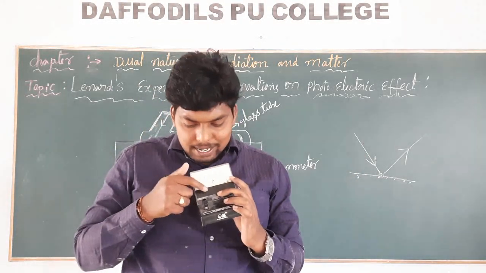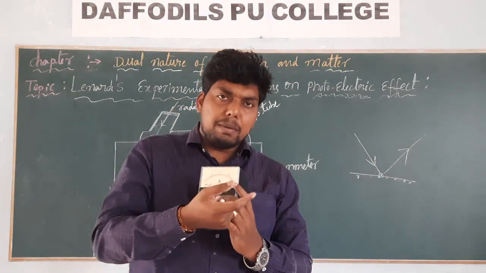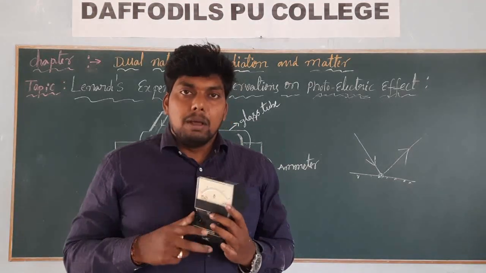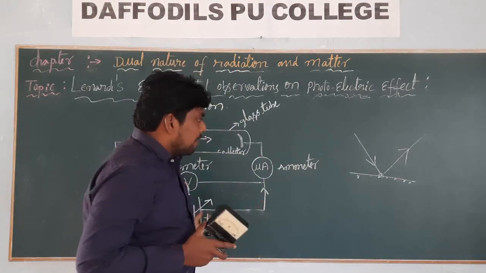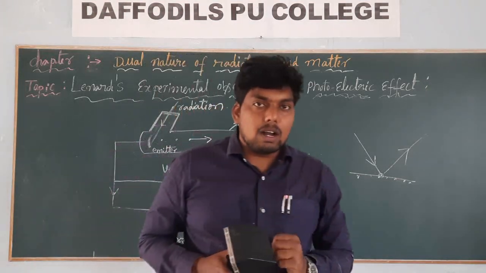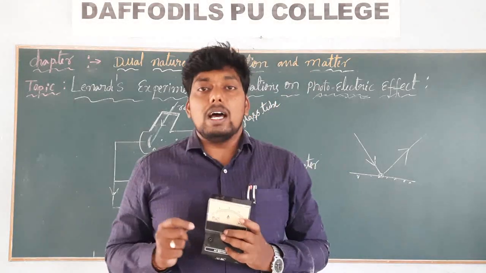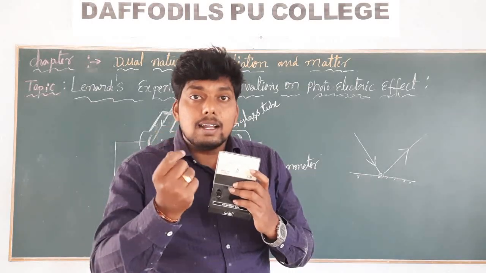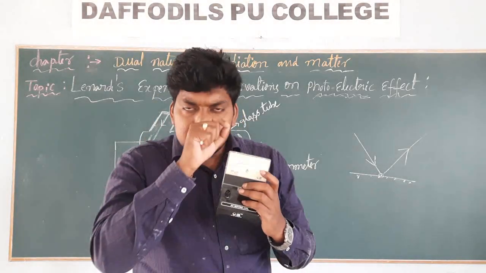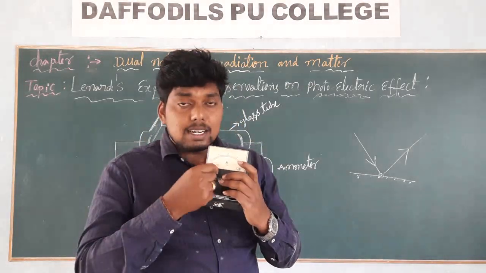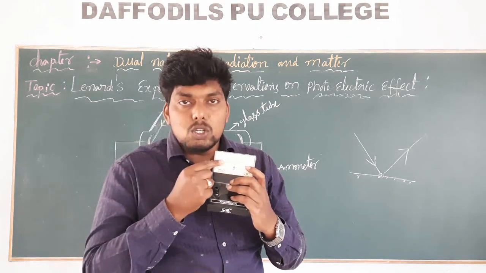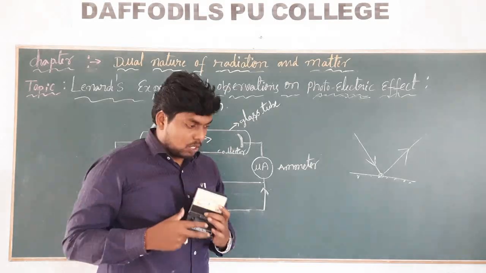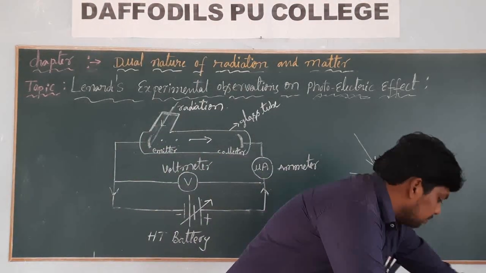If the deflection is not at the 0 point, whatever the value may be, you can say that electric current is there in the circuit. If you want to observe whether electric current is there in the circuit or not, we have to observe the ammeter. If the ammeter shows deflection, electric current is there. If the needle is at the 0 point, you can say that the electric current in the circuit is 0.